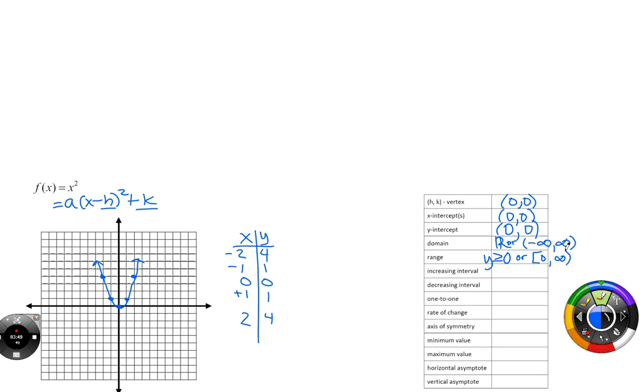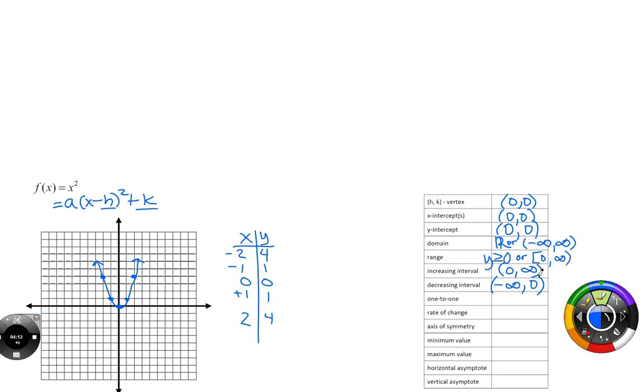So our increasing interval is from 0 to infinity. And remember, we use parentheses for both of these because 0 is like a point where you're not part of the increasing or decreasing. You're not going uphill or downhill for like one moment. So we just don't categorize it as either. And then our decreasing interval would be that negative infinity to 0.